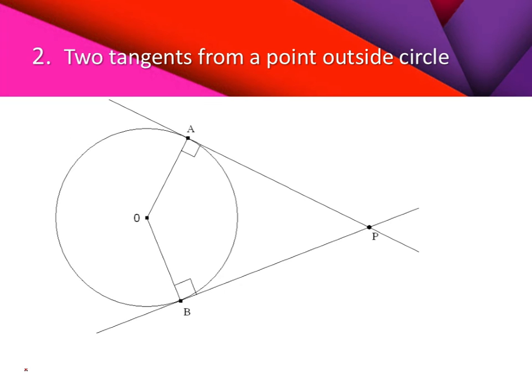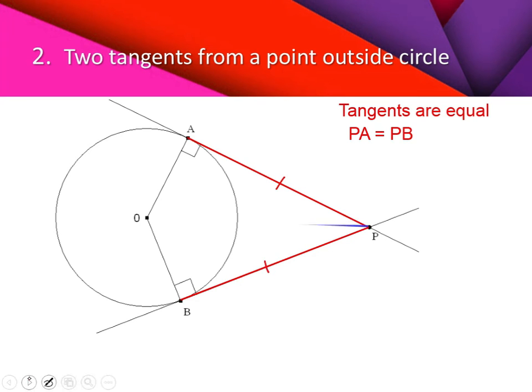Then we have another property. If we draw two tangents on the circle from one outside point, here the outside point is P, then the length of these two tangents will be the same. Tangents are equal. PA is equal to PB. These two tangents have the same length.